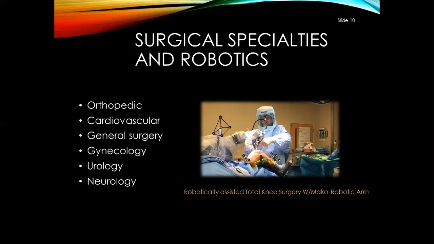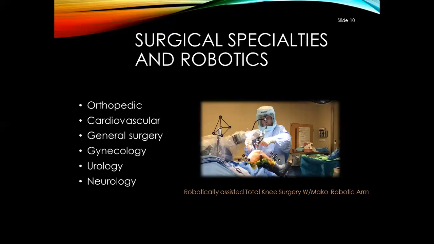It's really expanded now. Just about every specialty has some way that they use a robot. The picture I have here is robotically assisted total knee surgery with the Mako robotic arm. That's a newer one. I think it's been around a few years, but I've never used that, so that's different.